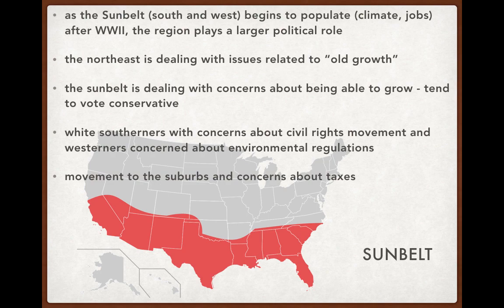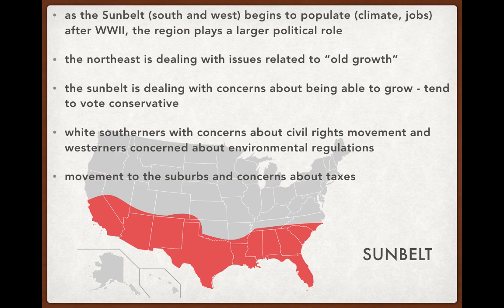We also mentioned in the last topic the growth of the Sun Belt. It's beginning to populate and play a larger political role because there are some infrastructure problems in the Northeast. They tend to vote conservative, and so as the population of the Sun Belt grows, conservatism will necessarily grow with it. White Southerners have concerns about the civil rights being promoted by liberals.